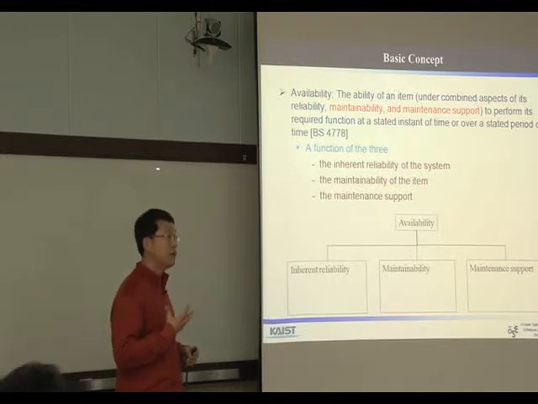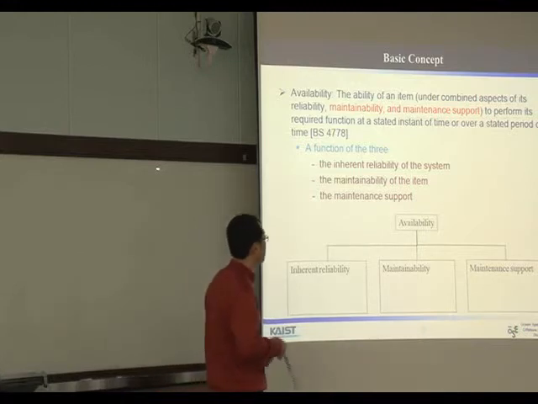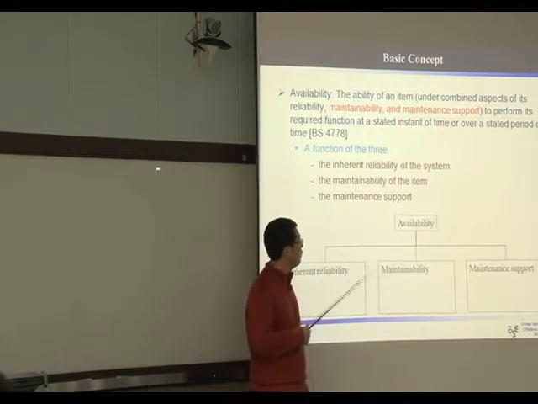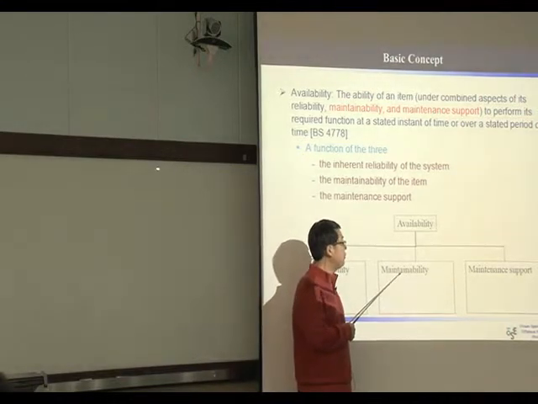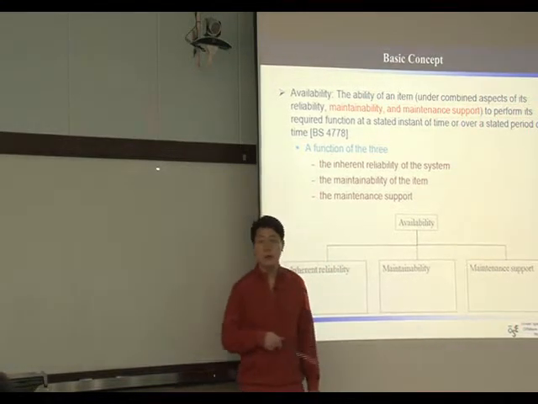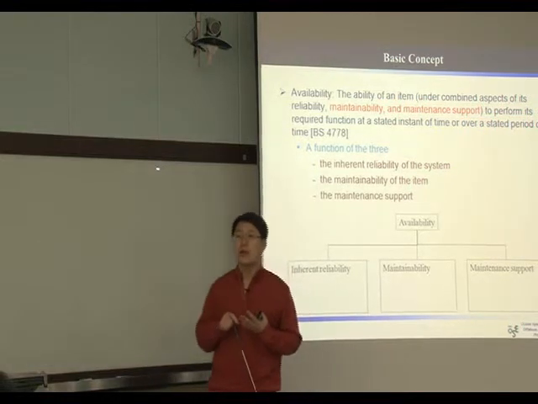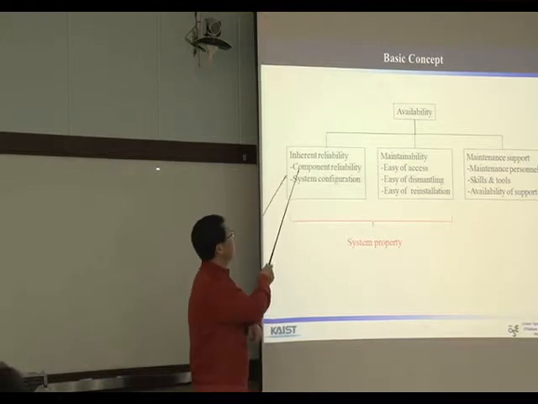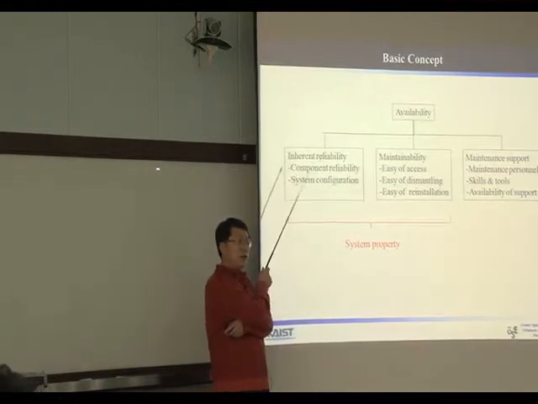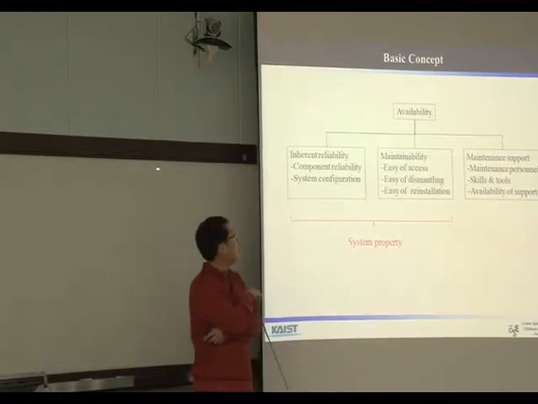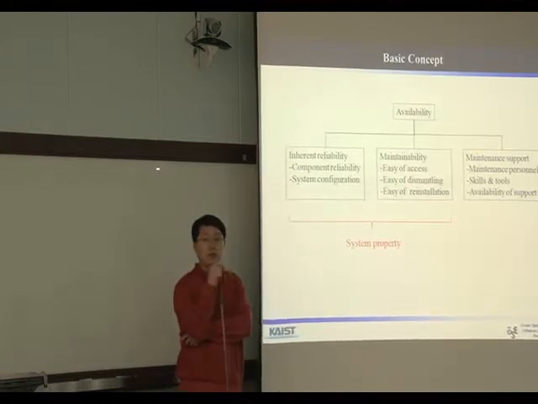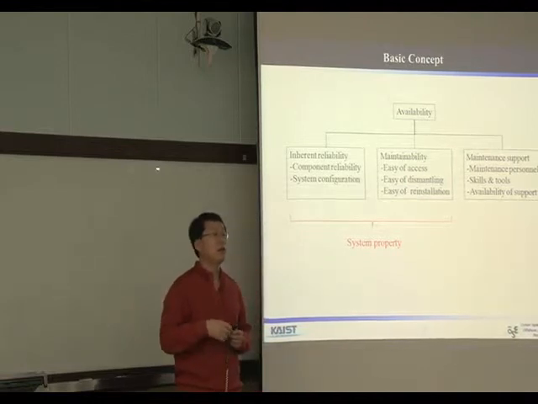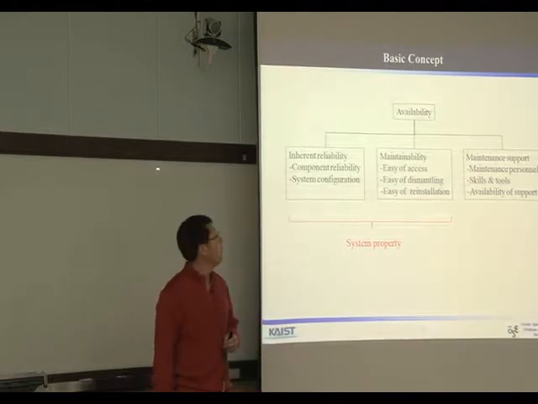Availability is a function of inherent reliability, maintainability, and maintenance support. These are the three components of availability. What is inherent reliability? Inherent reliability is component reliability and the system configuration. So it's the basic. It is related to the failure rate of the system.